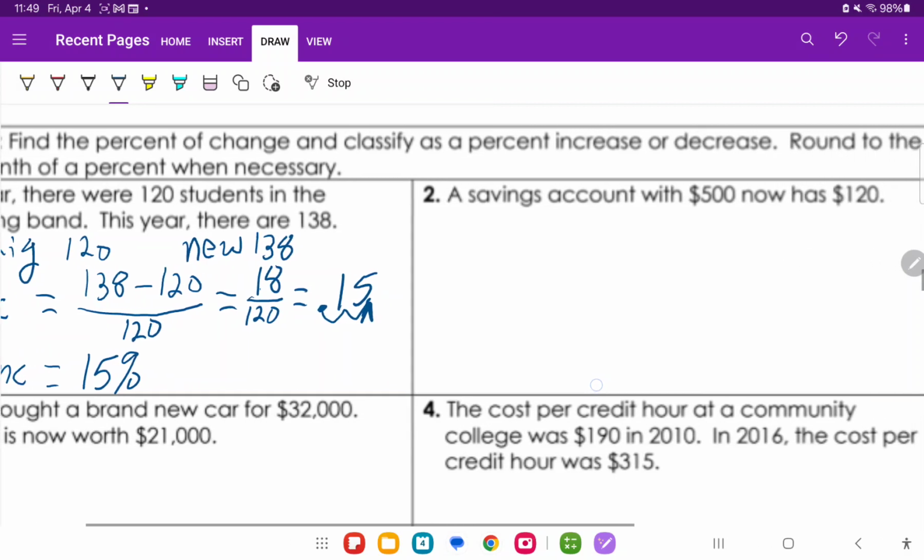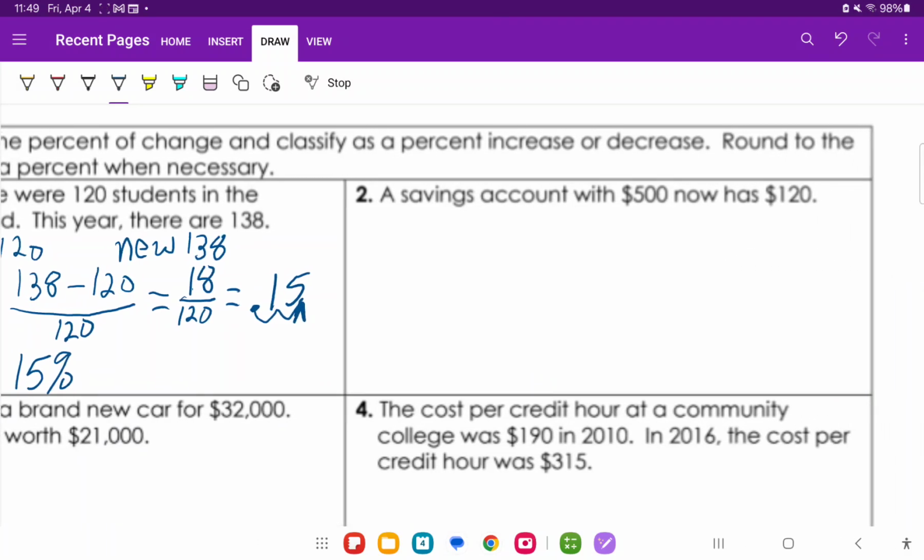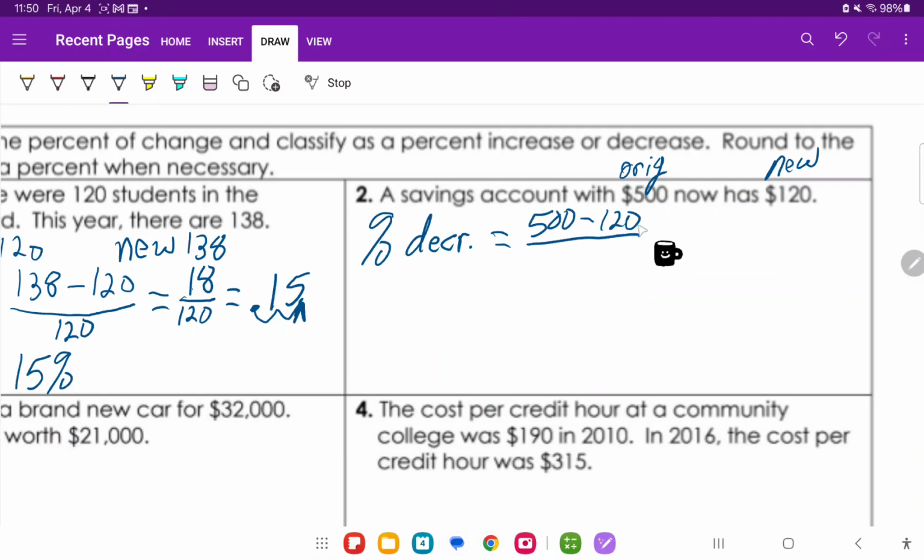Okay. Right, so number 2, a savings account of $500 now has $120. So this was the original amount in savings. This is the new amount in savings. So that is a percent of decrease. That means we take the original minus the new. Notice that it's always the bigger one minus the smaller one. But the original number always goes on bottom. Okay? So you do big minus small every time.